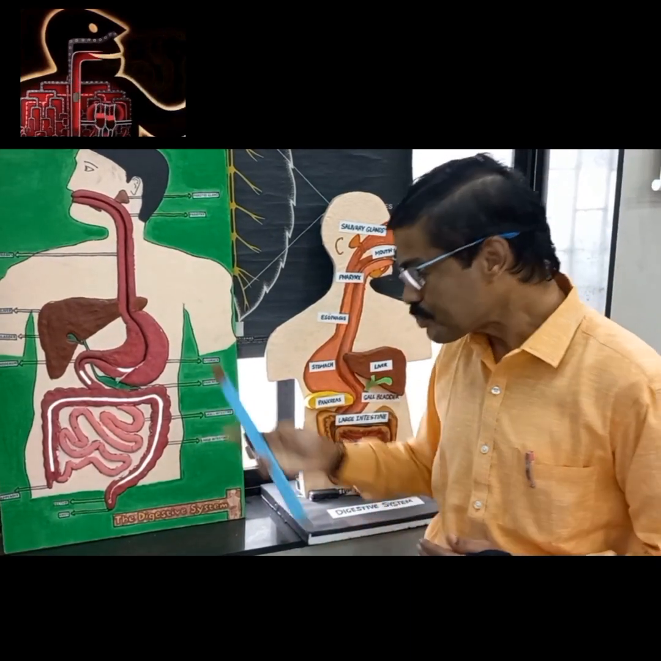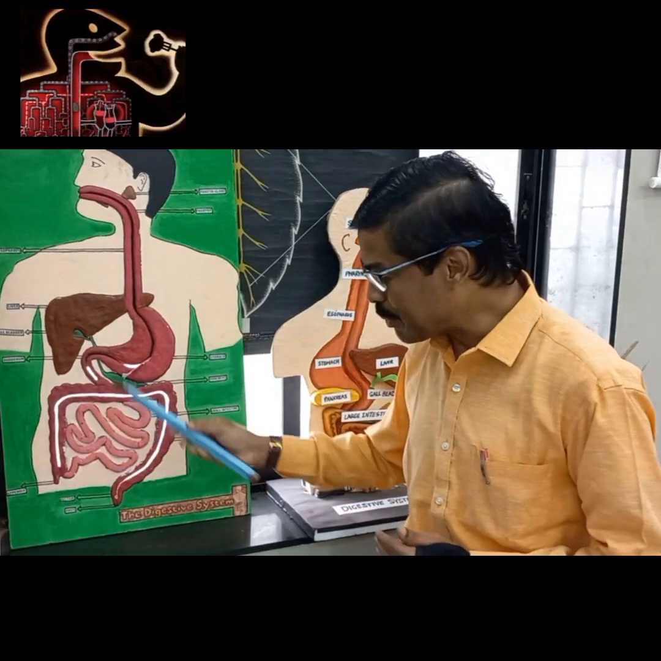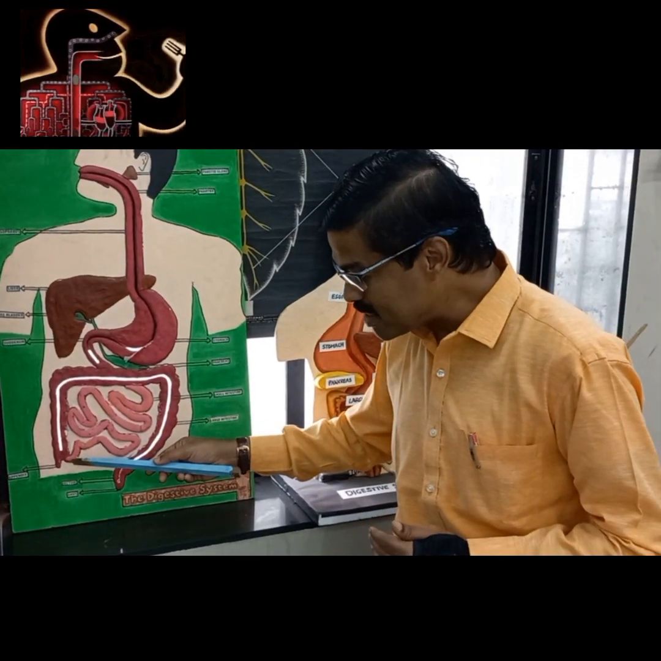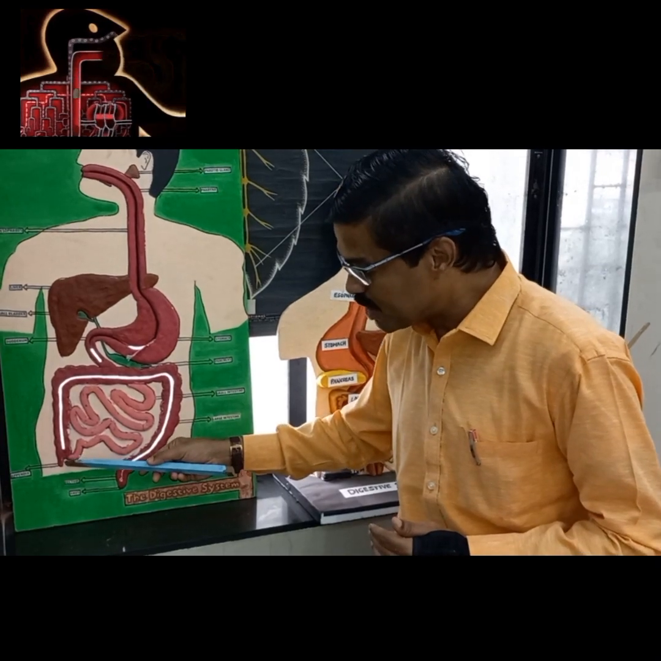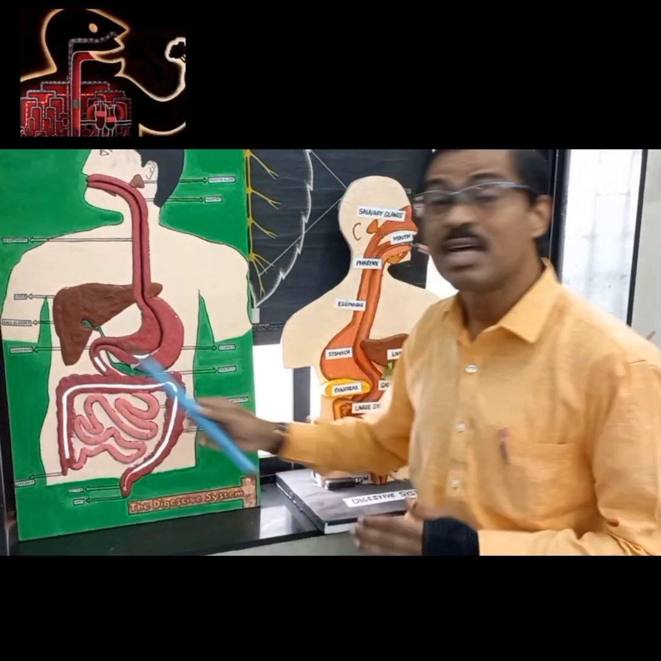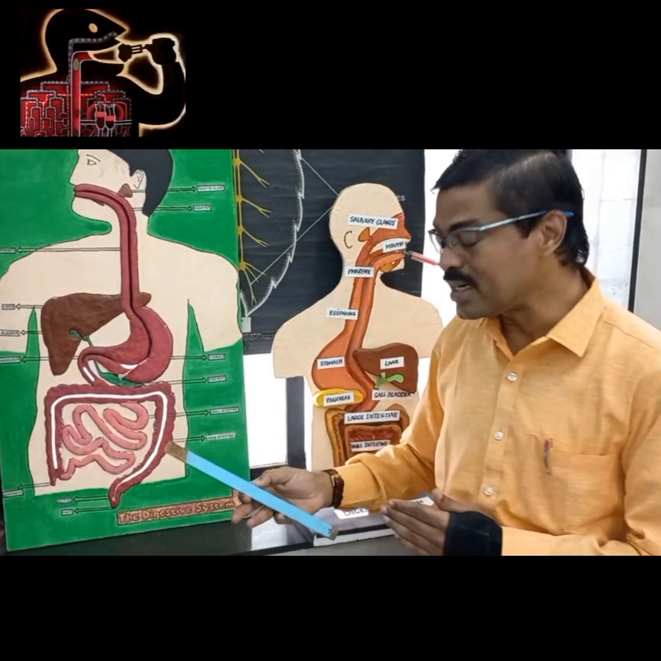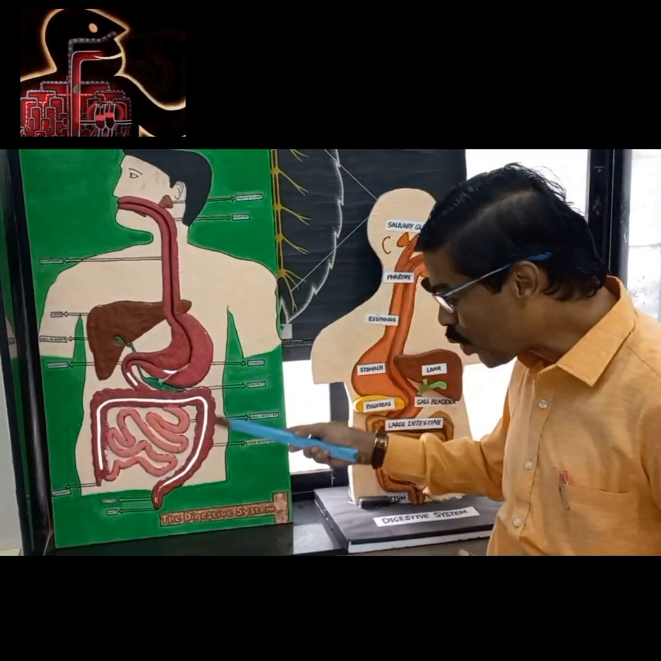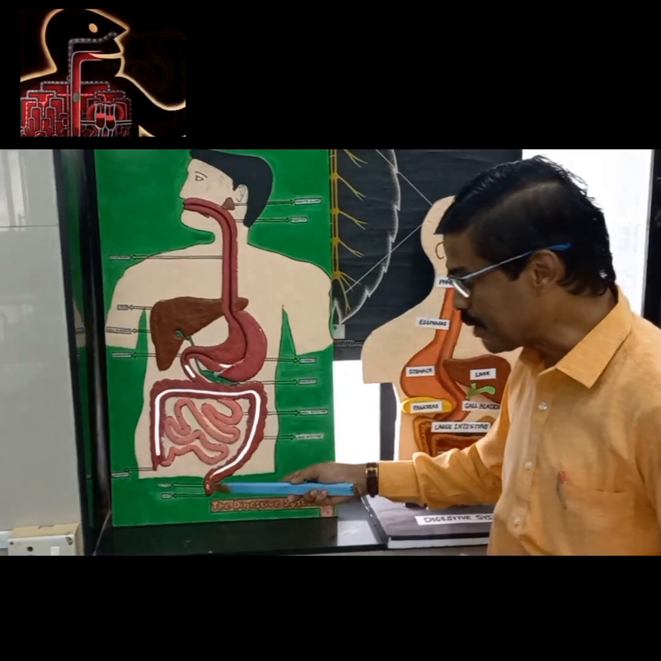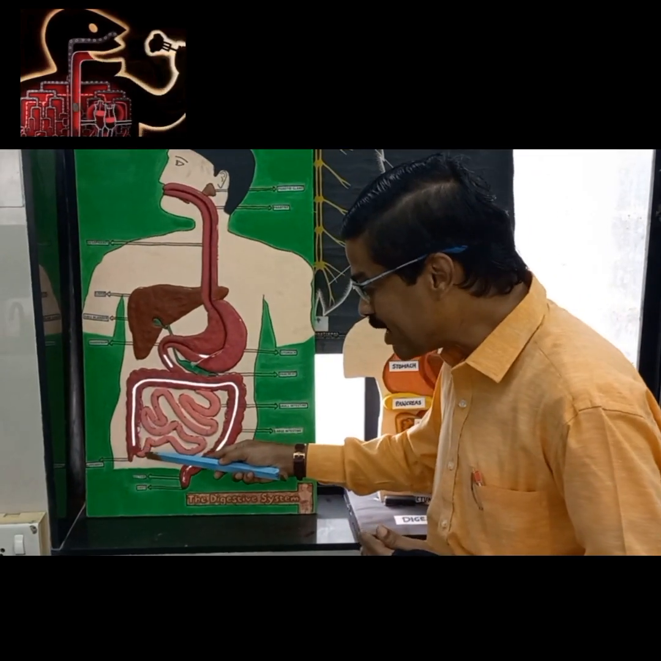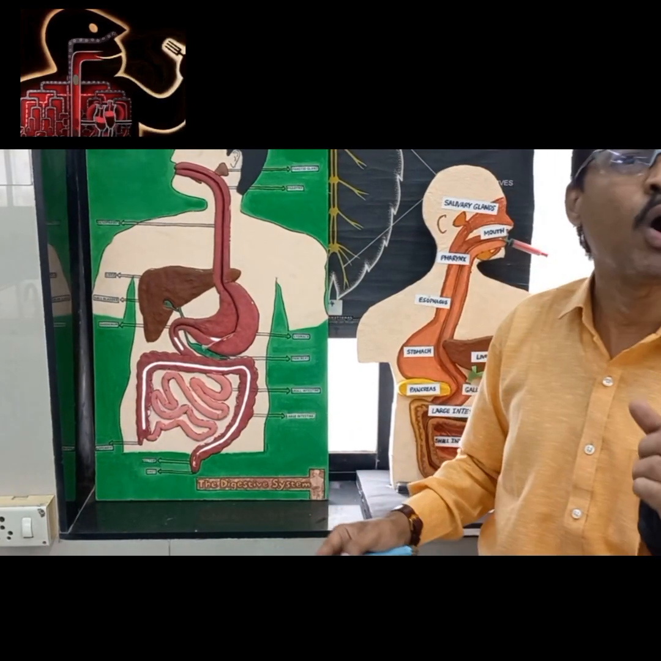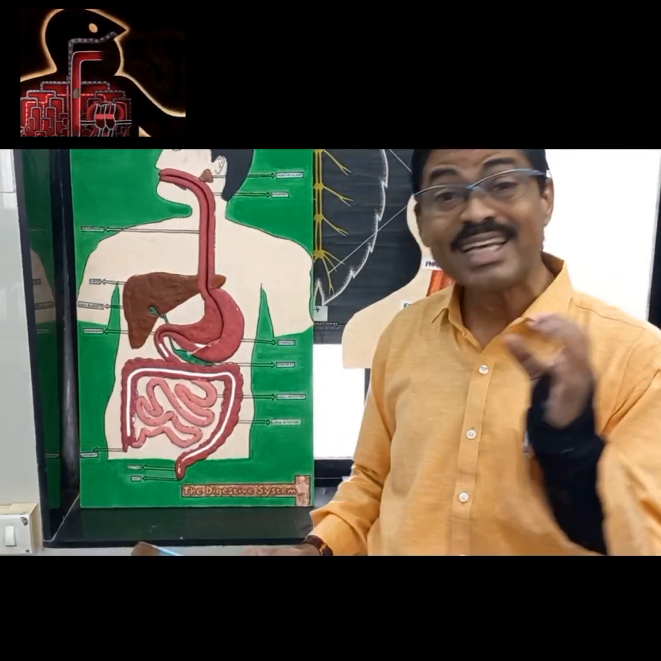Now the small intestine, I repeat: the duodenum, jejunum and the ileum. The ileum ends with the cecum, leading into the large intestine. The large intestine again has the colon and rectum. This part is the colon region ending with the rectum. Now the joining part of the ileum, that is the small intestine, and the large intestine has a small pouch which is called the cecum.